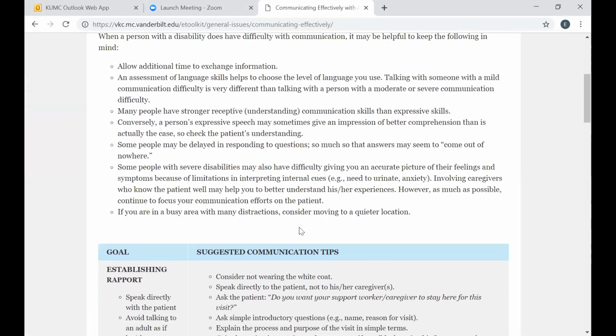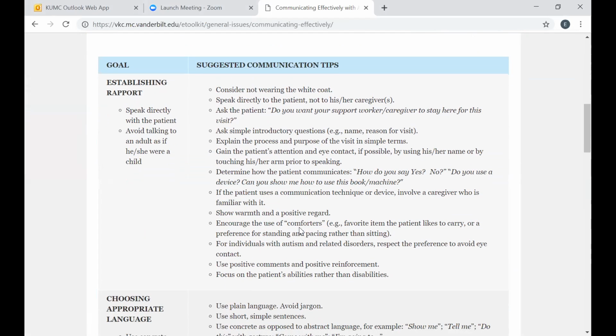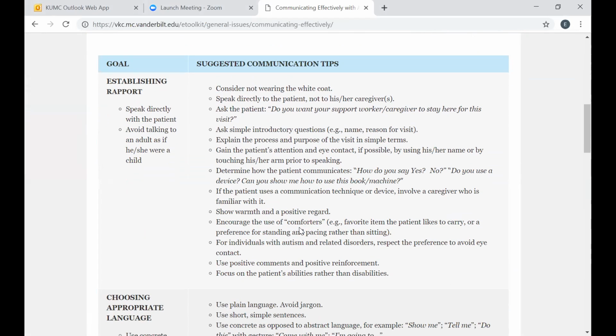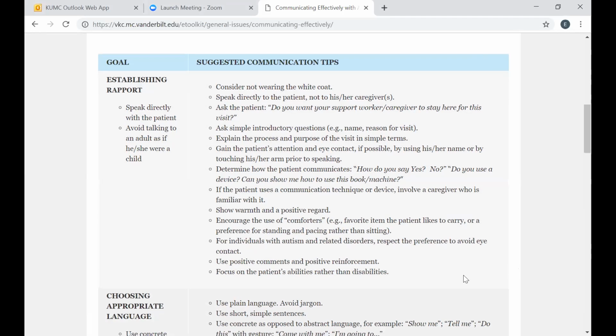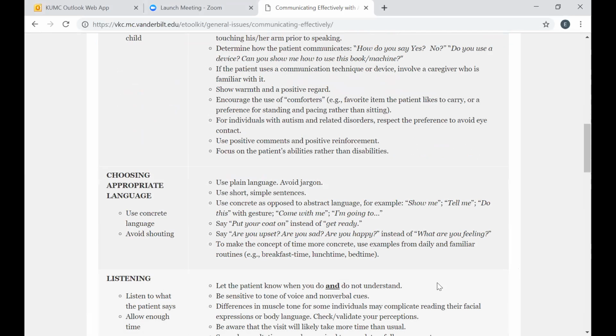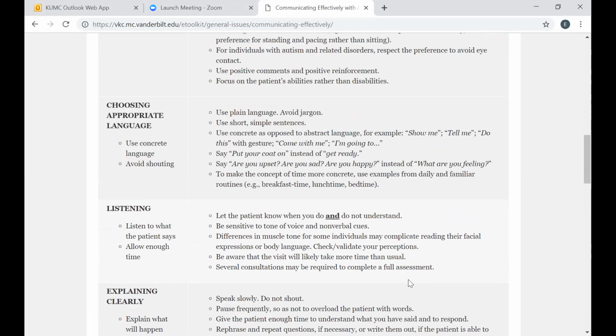So there are suggestions on, and I think this stuff kind of applies to just life in general, personally. Really, it's not rocket science by any means. And if you just make it part of your normal vocabulary, you're going to get further. But how do you establish rapport? You speak directly with the patient. You talk to them. You don't talk to the adult in the room. You ask the patient questions. Do you want your support worker or caregiver here? Give them a little bit of autonomy depending on the situation. You know, trying to figure out how the patient communicates. Avoiding jargon, using plain language, using concrete sentences. So rather than, you know, show me X, tell me this.